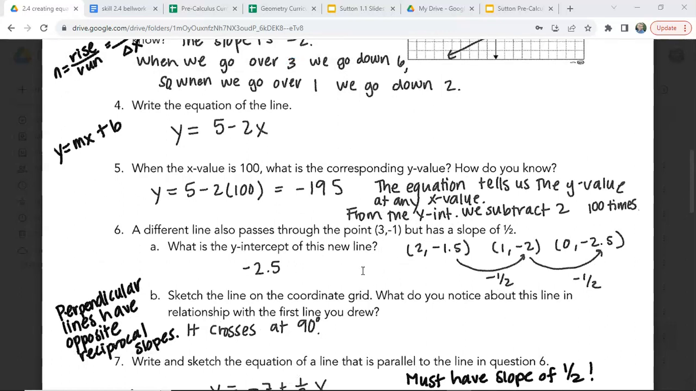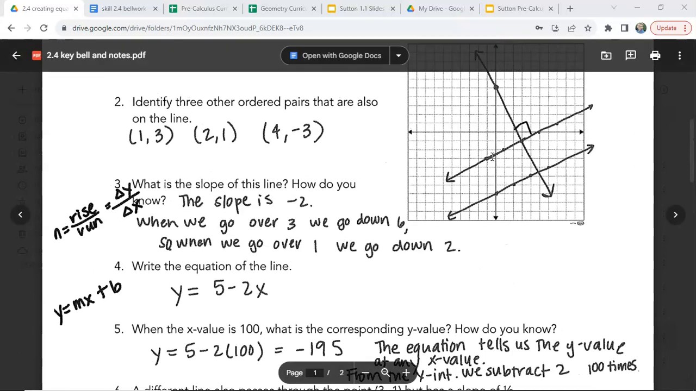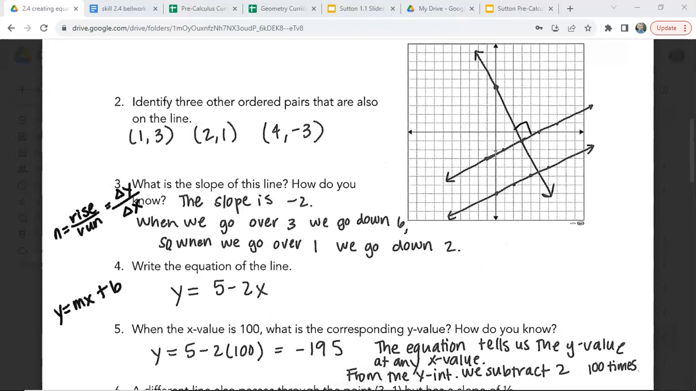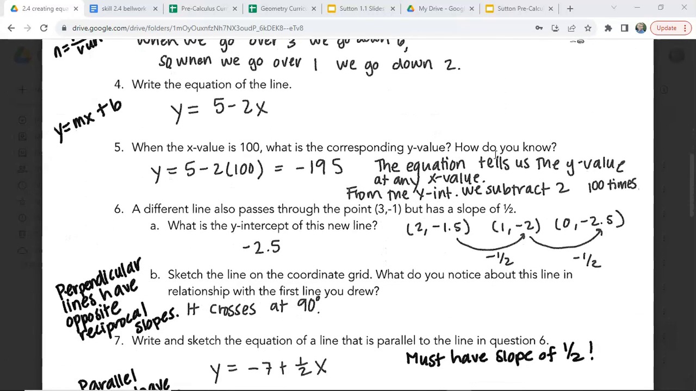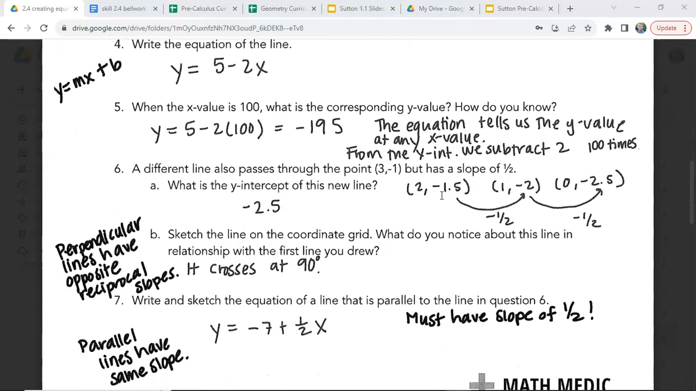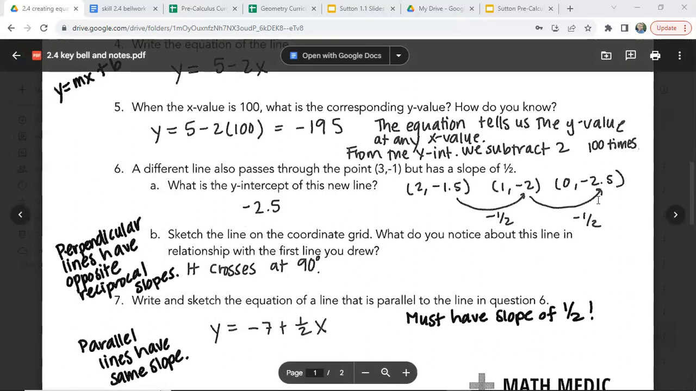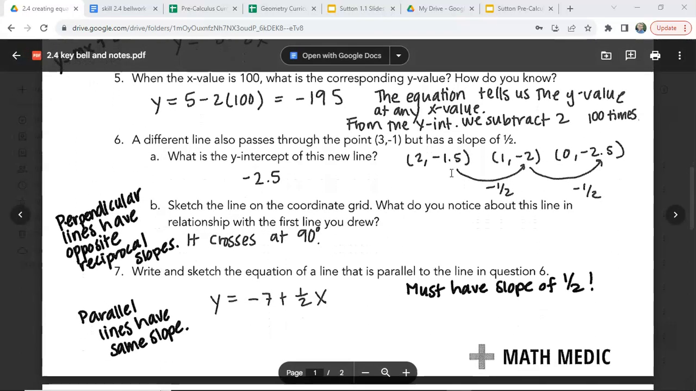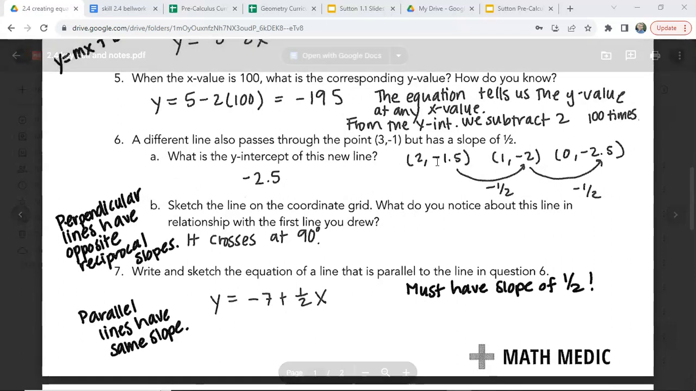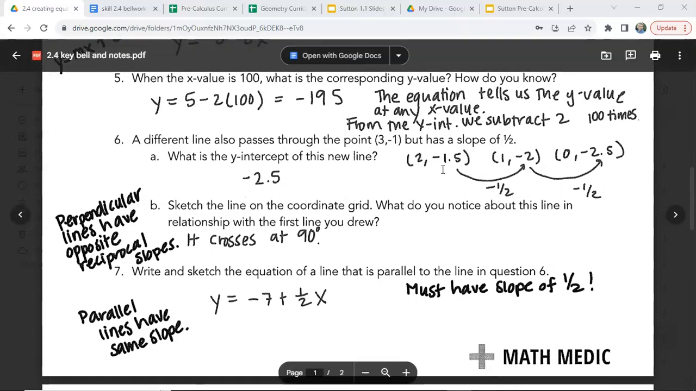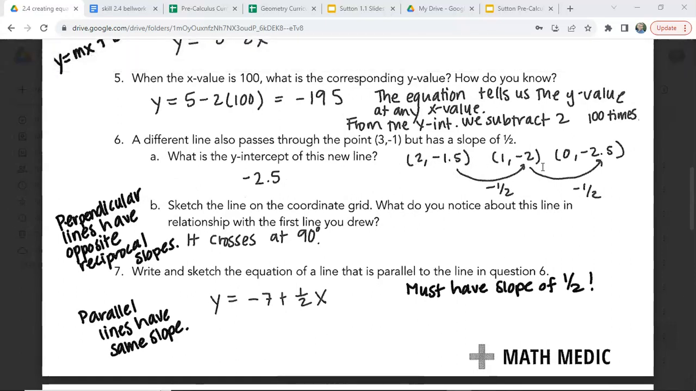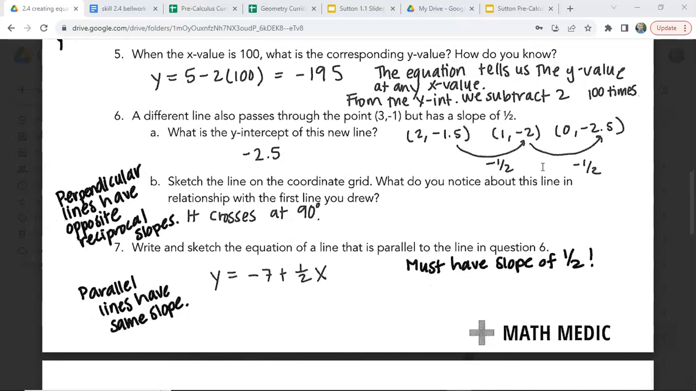What is the y-intercept of this new line? So you want to keep going until you pass the y-axis. So that would be -2.5. And you can see that with the coordinates here as well. So for every one value that the x decreases, the y value decreases by 1/2. So sketch the line on the coordinate grid.